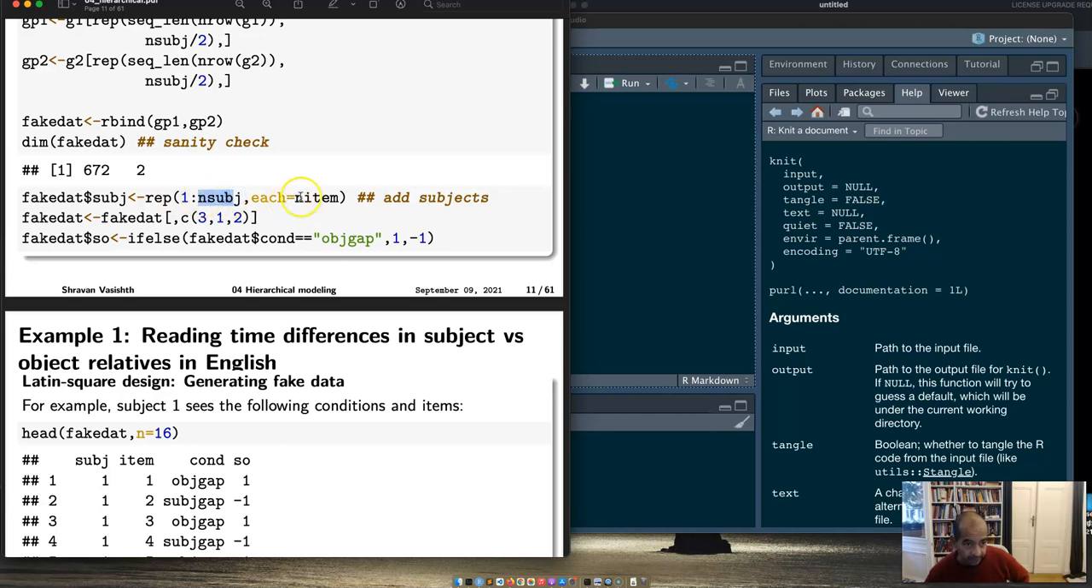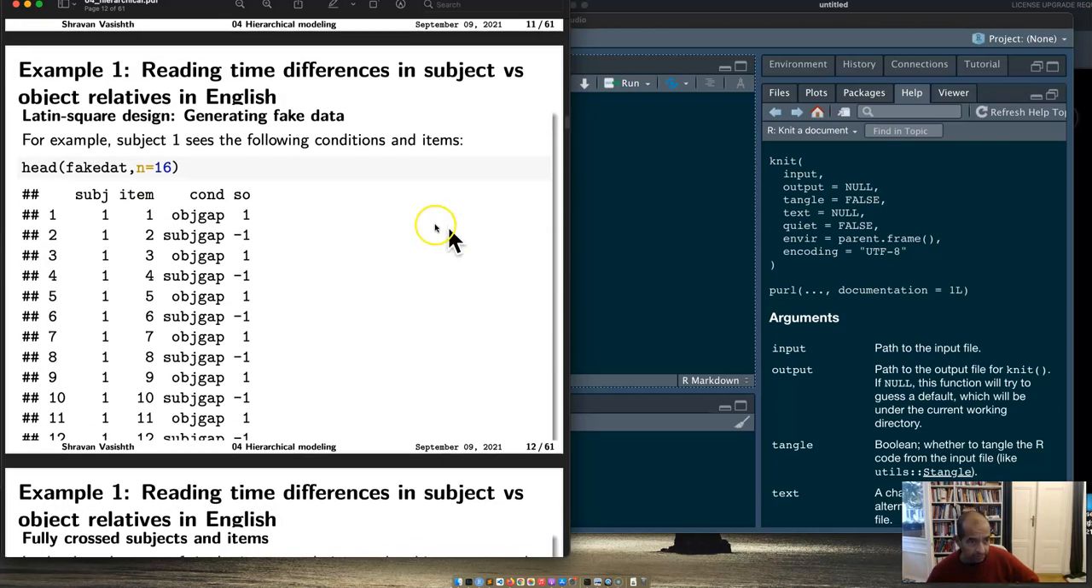Each time I'm going to repeat it 16 times, right? That's because that's what I did with the fake data frame here. I've reordered the columns here, and then I added a predictor column, which is sum coded conditions: object gap +1, subject gap -1. This is that sum coding stuff that I mentioned throughout the course, right? So this is what the final data frame looks like.